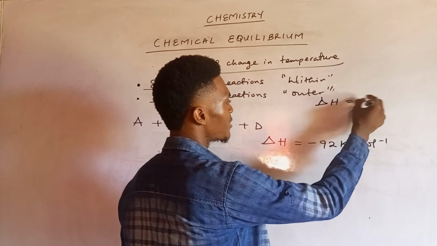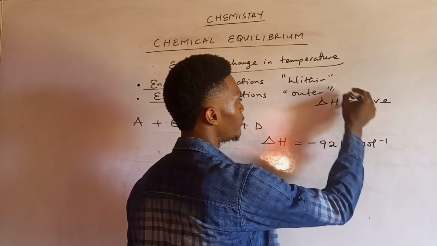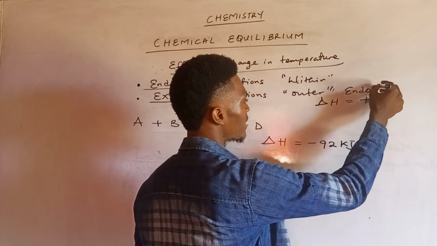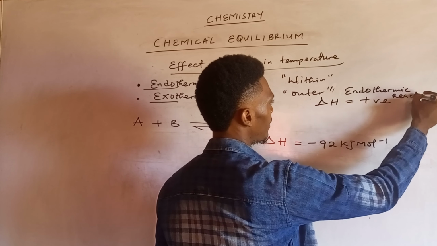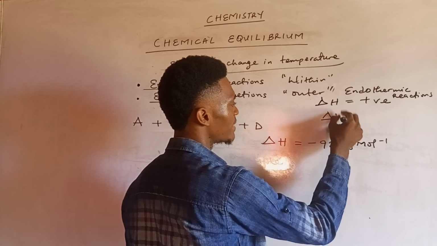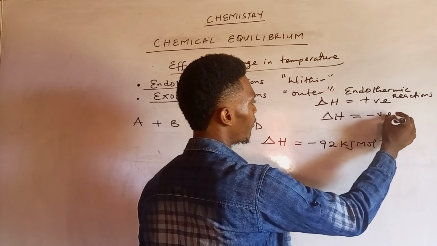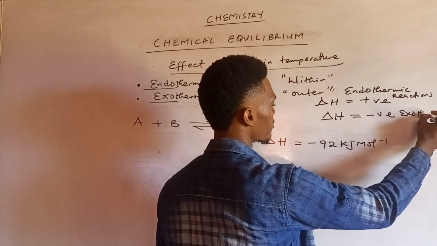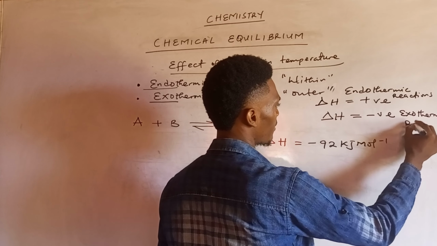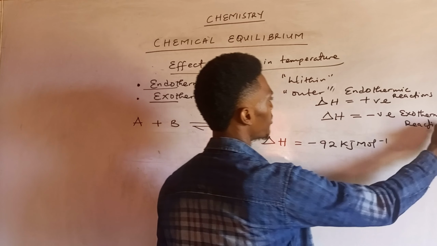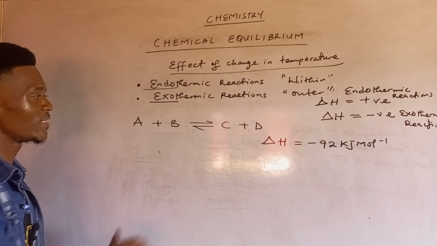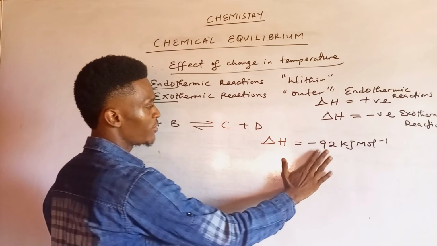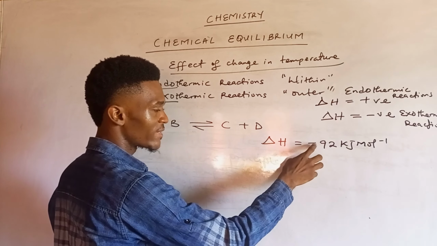delta H is positive for endothermic reactions, while delta H value is negative for exothermic reactions. All right, so delta H value is positive for endothermic while it's negative for exothermic. So looking at this reaction now, delta H value is given to be negative. You're only interested in the sign here.